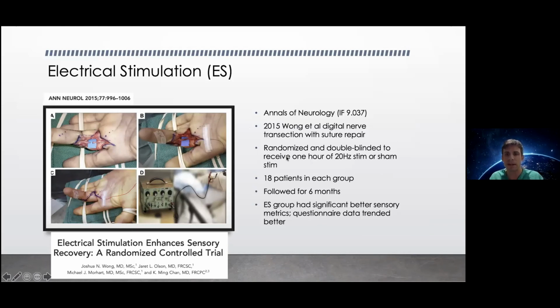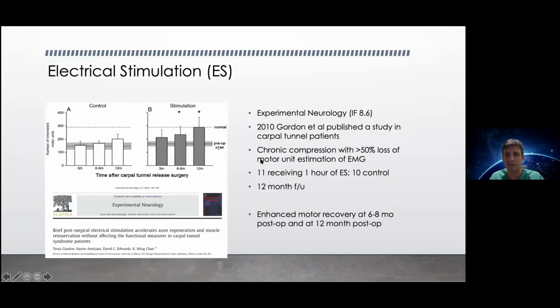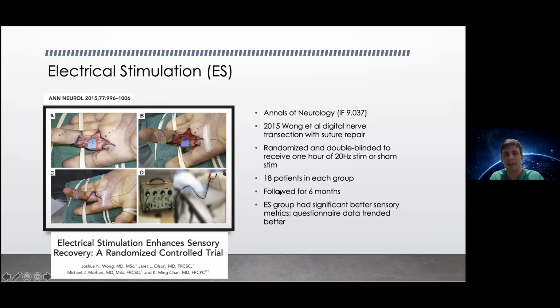I can't remember the actual amount of electricity given. I have it listed somewhere around here. But anyway, 18 patients in each group, followed for 6 months. The electrical stimulation group had significantly better sensory metrics in these cases. The questionnaire data trended better, but was not significantly better in the electrical stimulation group.